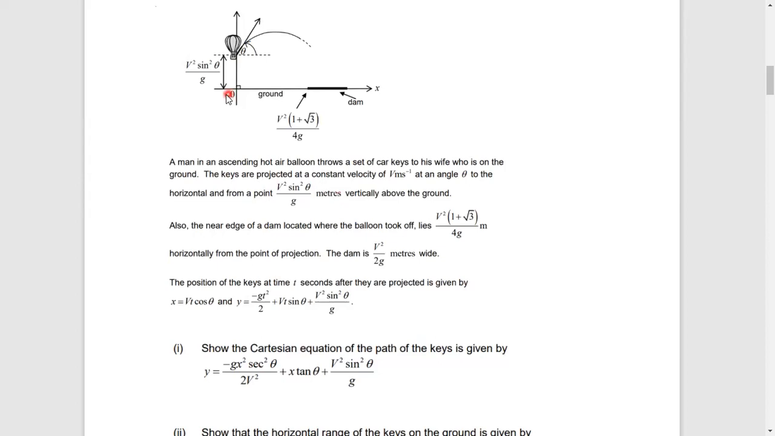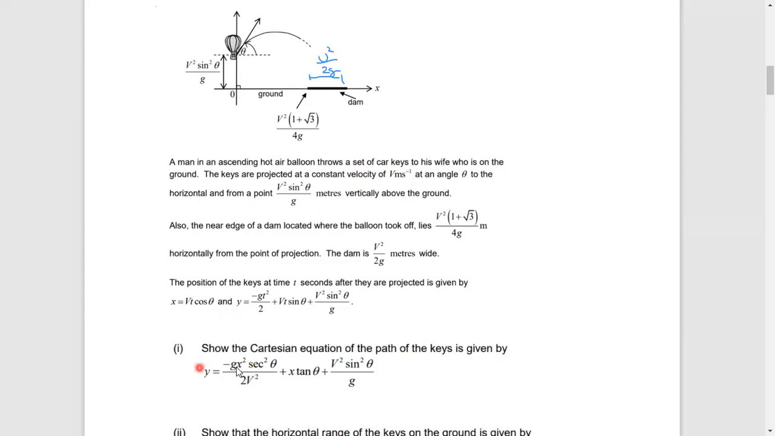Near the edge of the dam located where the balloon took off. Okay, so they're basically saying the dam has an edge, which is here, no problem, and that this distance across the dam, the width of the dam, is v squared over 2g. Okay, so great. The position is given, so we can just assume that.